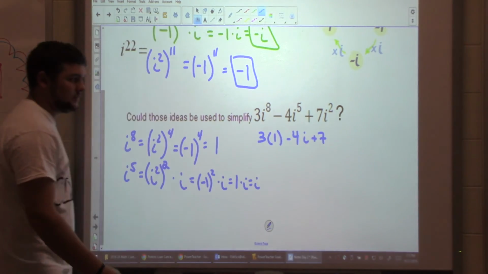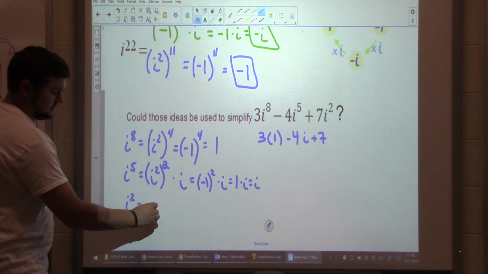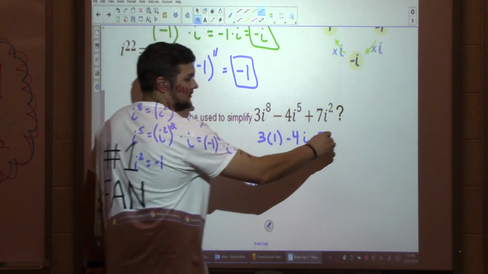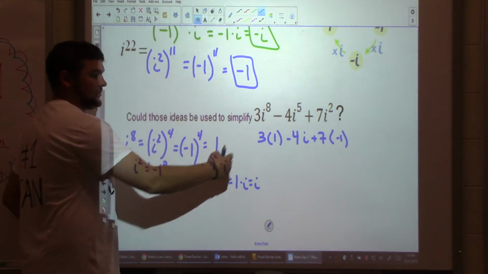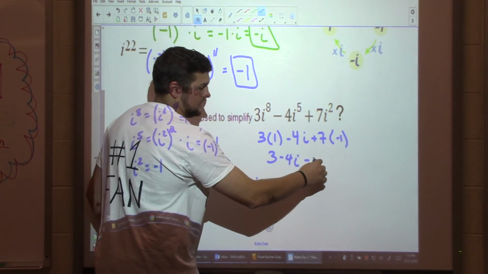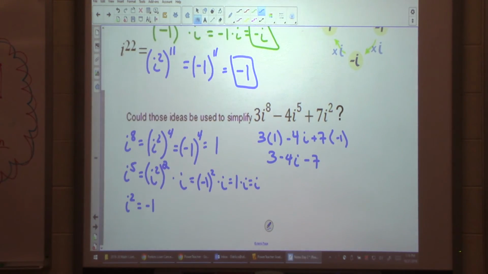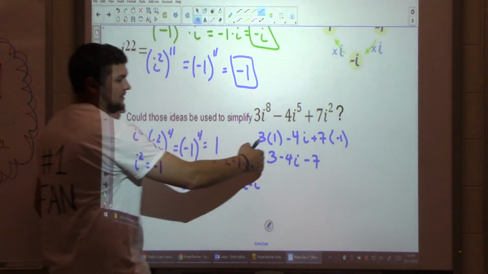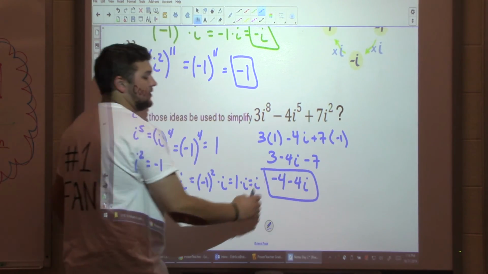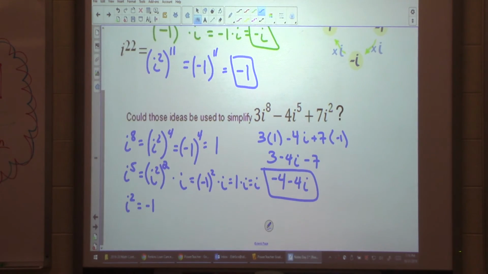Plus 7. Well, what's i squared going to equal? Negative 1, right? We should all know that one by now. If you don't know that by now, I'm going to be really upset with you. So I plug in negative 1. Well, 3 times 1 is 3, minus 4i. 7 times negative 1 is negative 7. So then I would just go 3 minus 7 is negative 4, minus 4i. Remember, the real part must come first. Does that make sense?